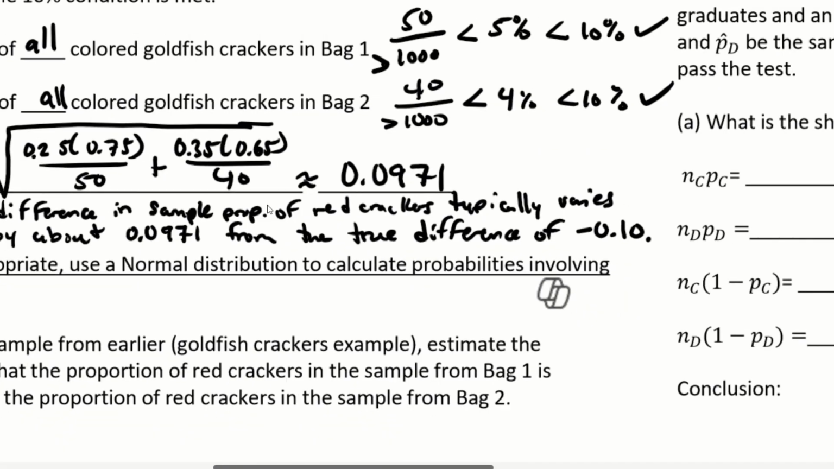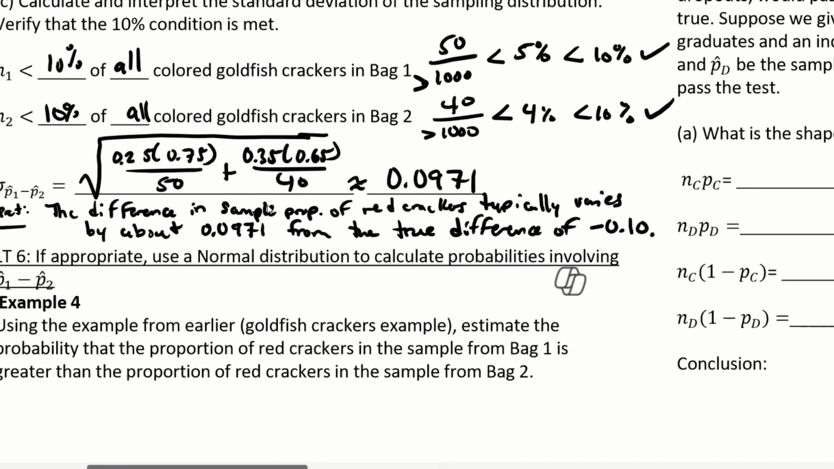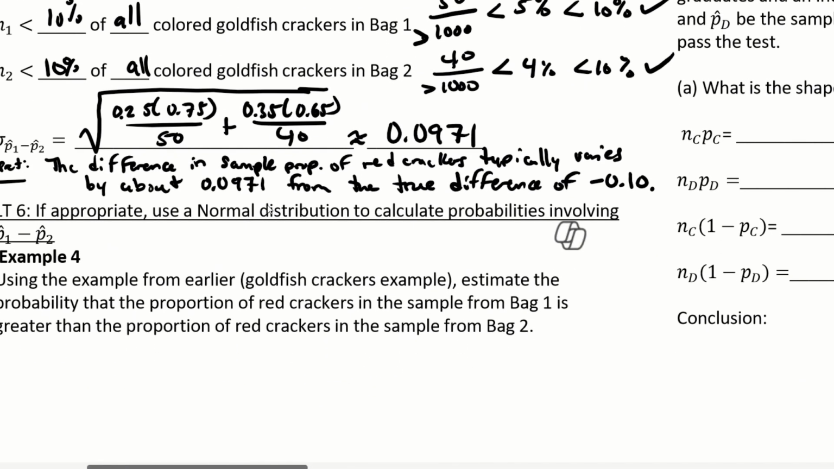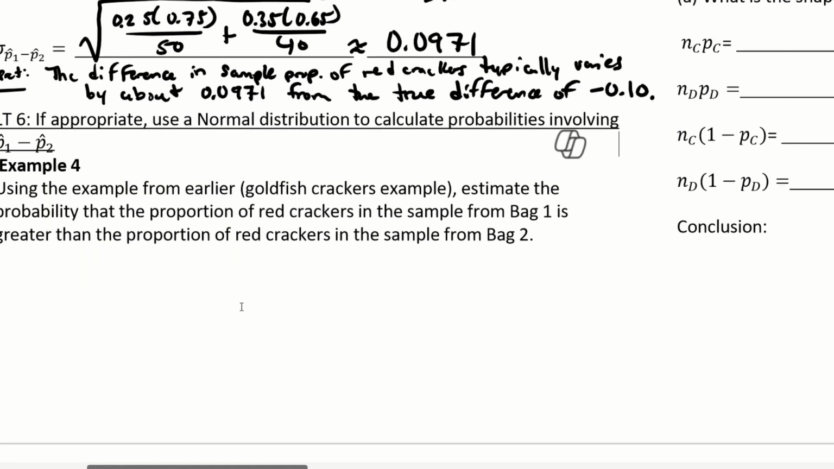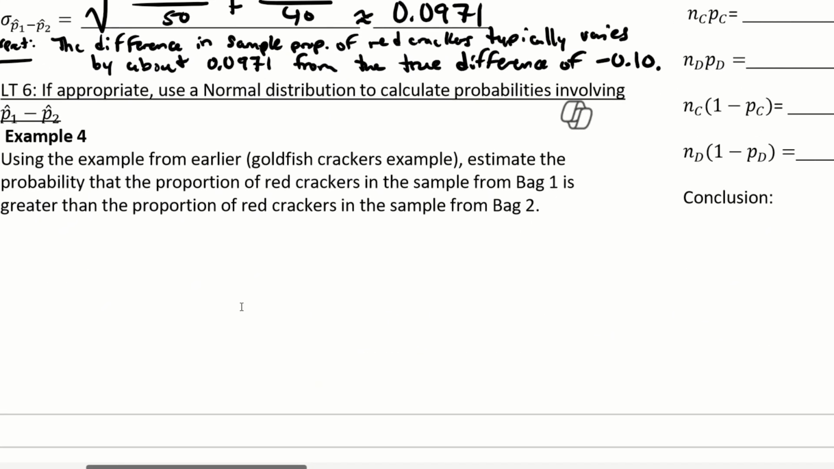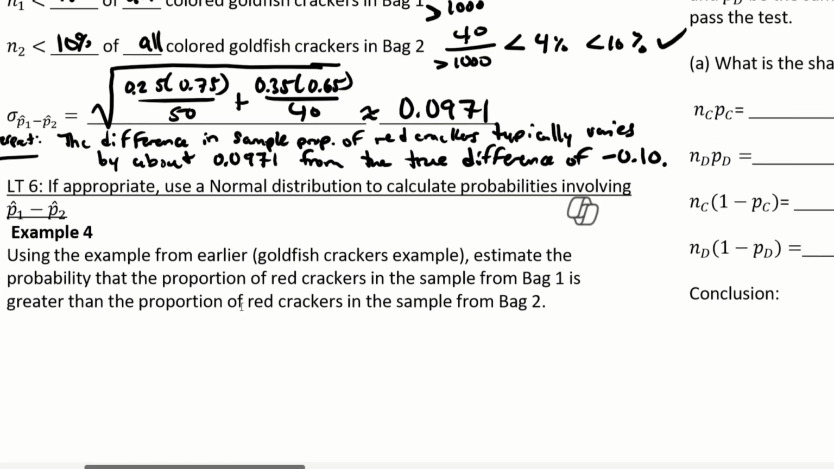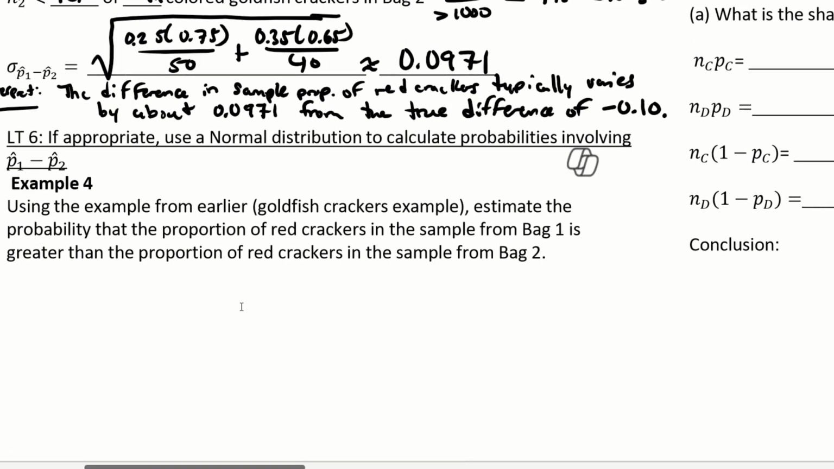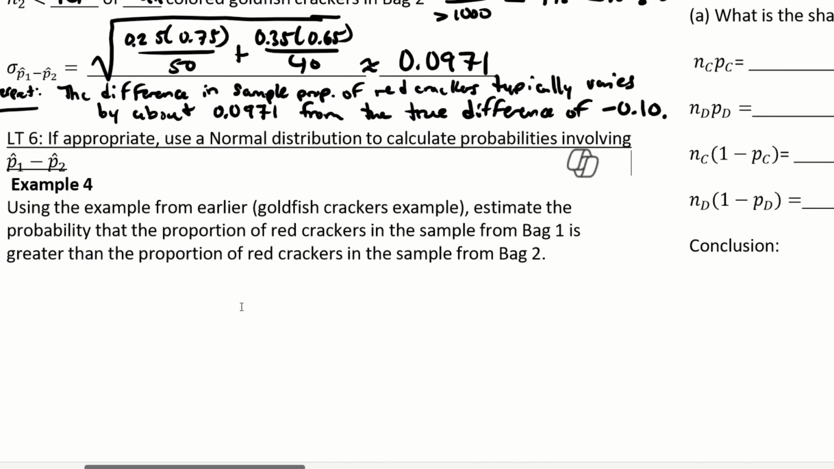So learning target number 6. If appropriate, we want to determine if we can calculate probabilities involving p hat 1 minus p hat 2. All right. So let's go ahead and take a look at this. So for example 4, using the example earlier, which is what we just did, the goldfish crackers, estimate the probability that the proportion of red crackers in the sample from bag 1 is greater than the proportion of crackers in the sample from bag 2. Okay, and we're going to continue that on the other side here.